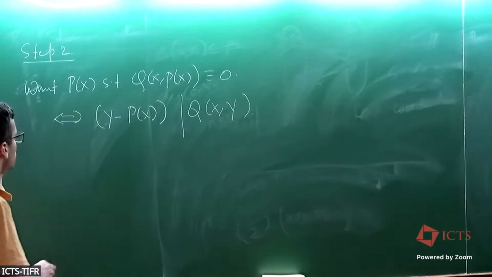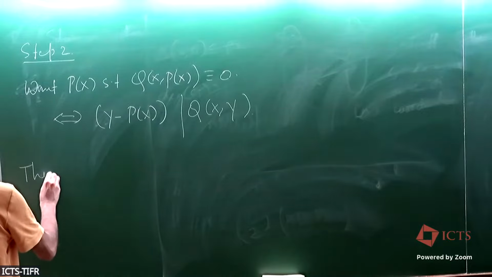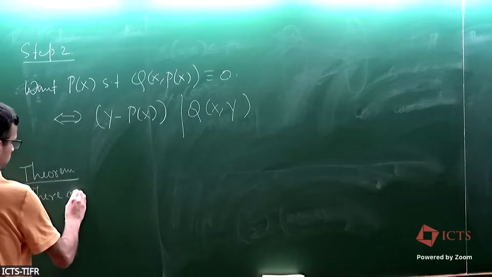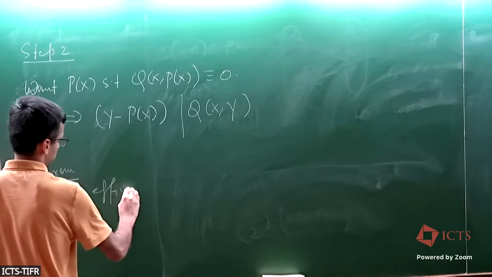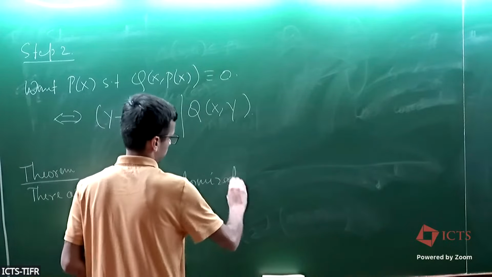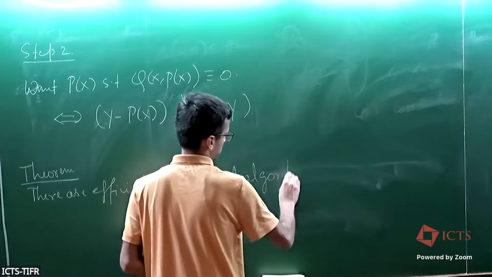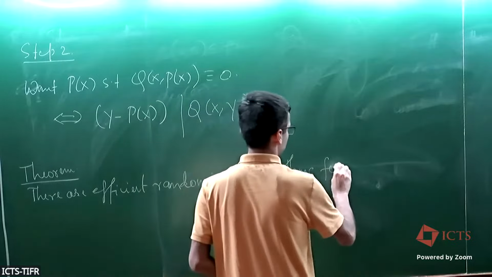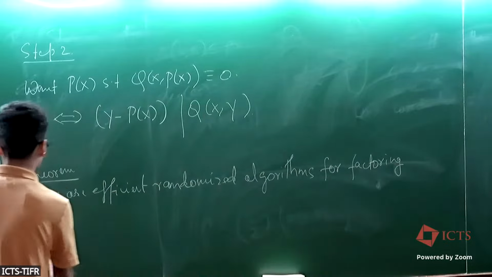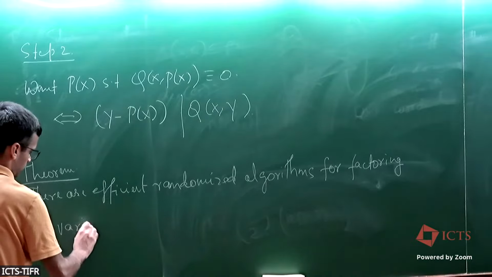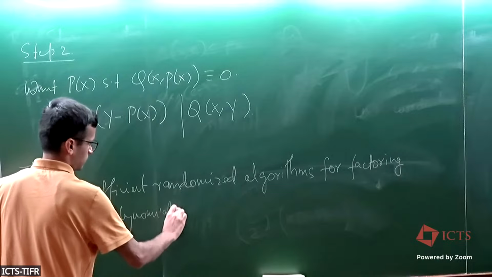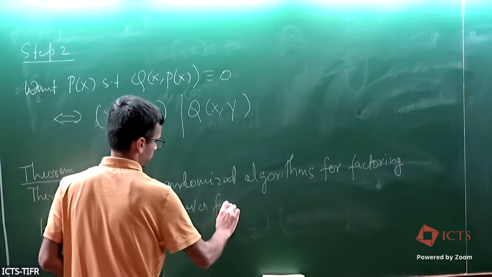And there's a more general theorem that says there are efficient randomized algorithms for factoring bivariate polynomials over finite fields.